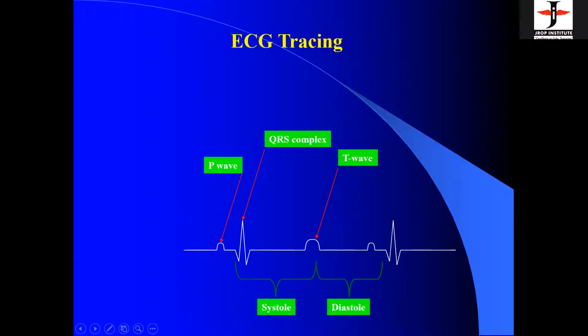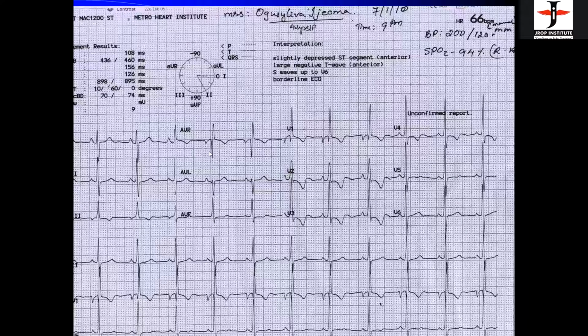For example, here you see from the QRS complex to the T wave is systole. From the end of the T wave to the next QRS complex is diastole. And this is the P wave. So I think this should be clear to you, or when you revise, keep it in mind.